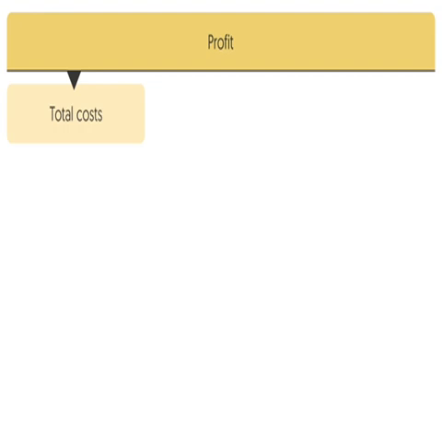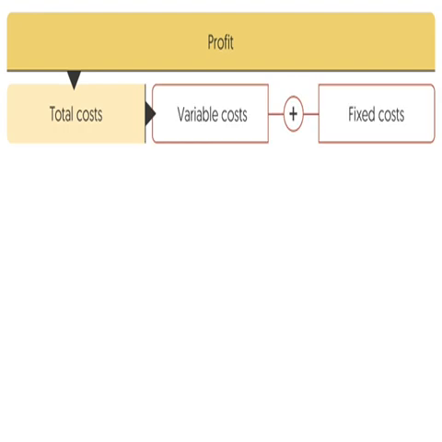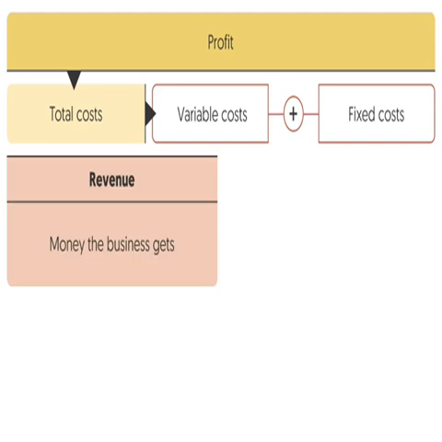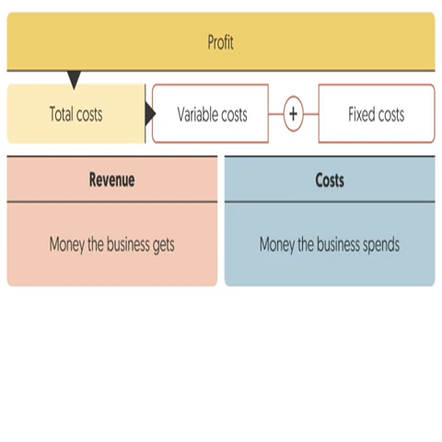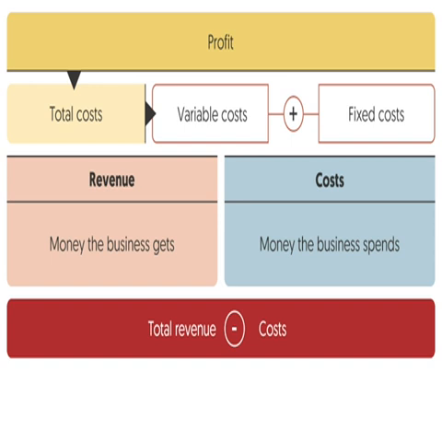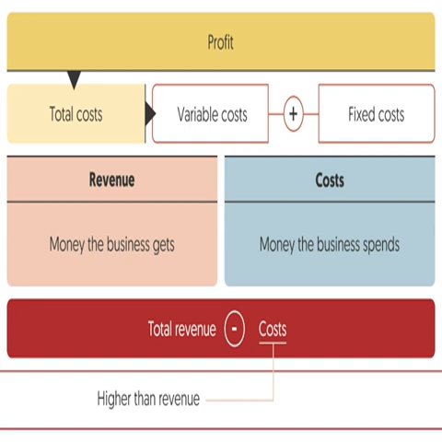Before we can work out profit, we need to work out total costs. This really simply is the variable costs added to the fixed costs. So revenue is the money the business gets, and costs are monies that the business spends. To work out profit, you simply take your total revenue and subtract your total costs. But if your costs are higher than your revenue, you'll end up with a loss instead of a profit.